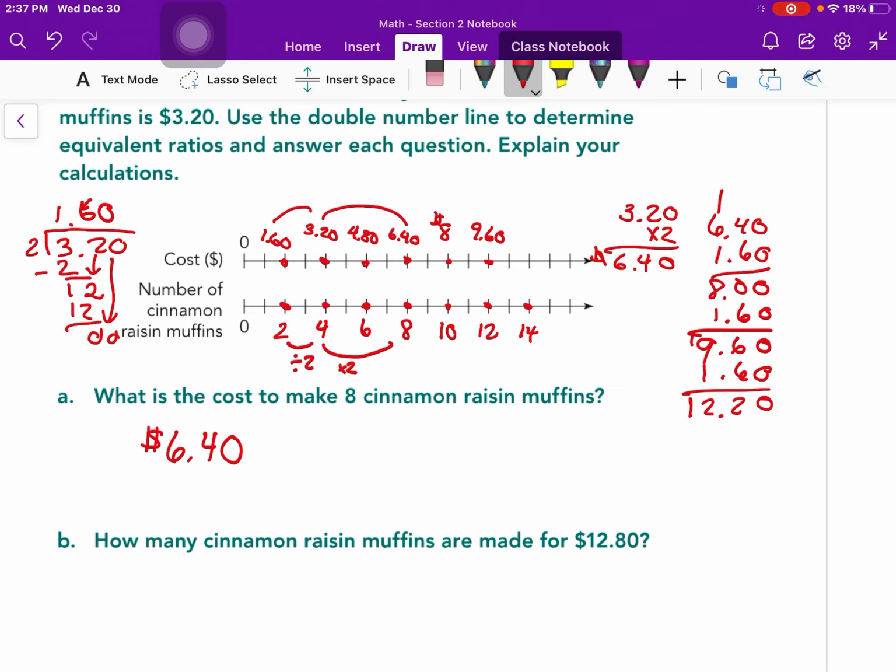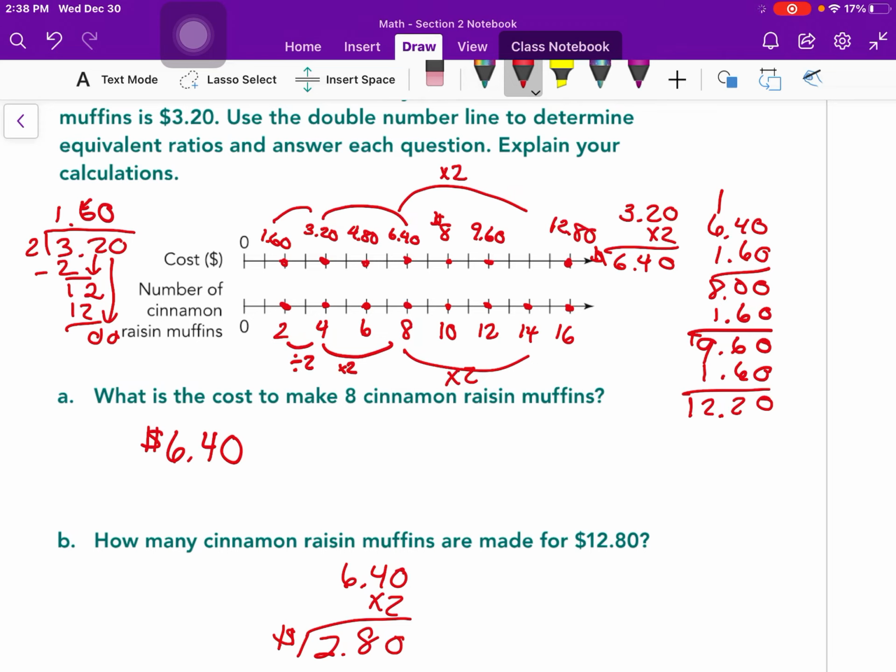Let's think about this a different way. How many muffins are made for 12.80? If I go back to my 640 and I times that by 2, let's see, 640 times 2, there is my 12.80. So if I can take this times 2, 8 times 2, I would get 16. So that means I can get 16 for 12.80. My math must have been wrong somewhere.